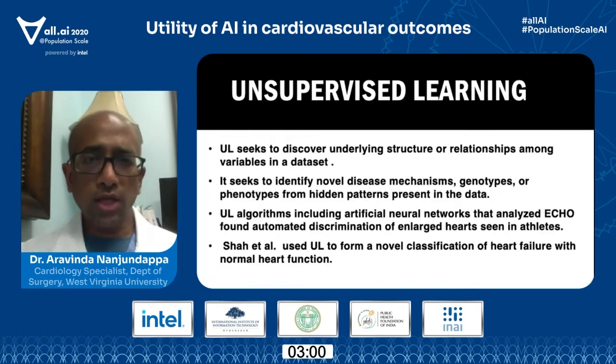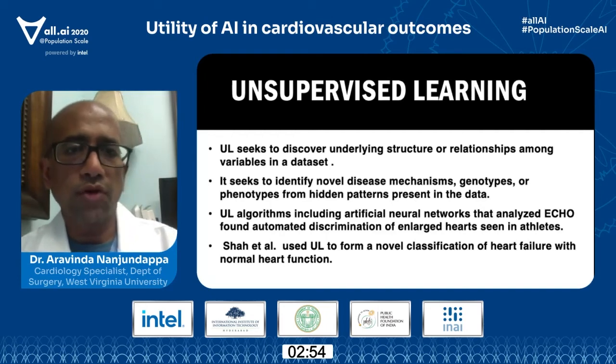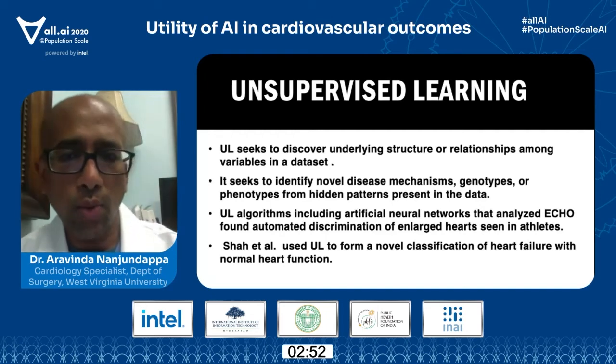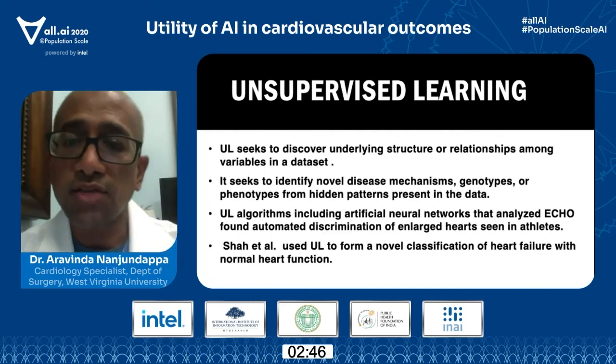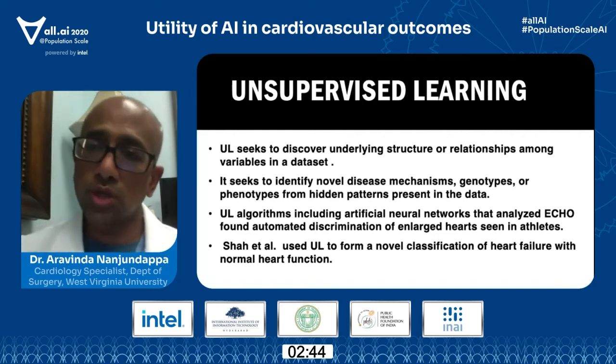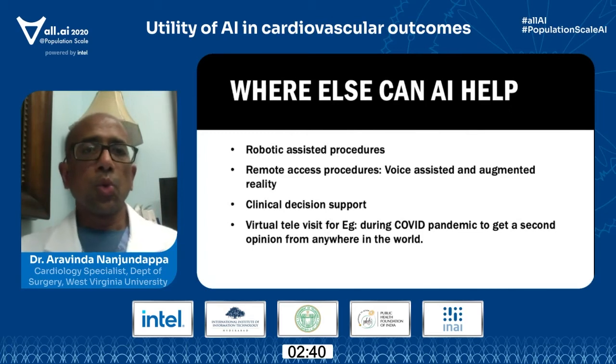In terms of unsupervised learning, basically, we have large databases which we may present with the phenotypes of the data, like how Venkat was talking, but can we discriminate enlarged hearts in athletes? And again, classification of heart failure between the ones with a preserved left ventricular function and the ones which do not have. Where else can AI help?